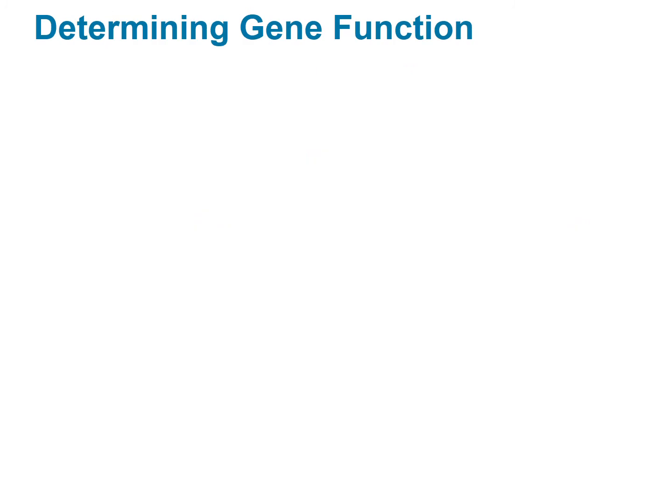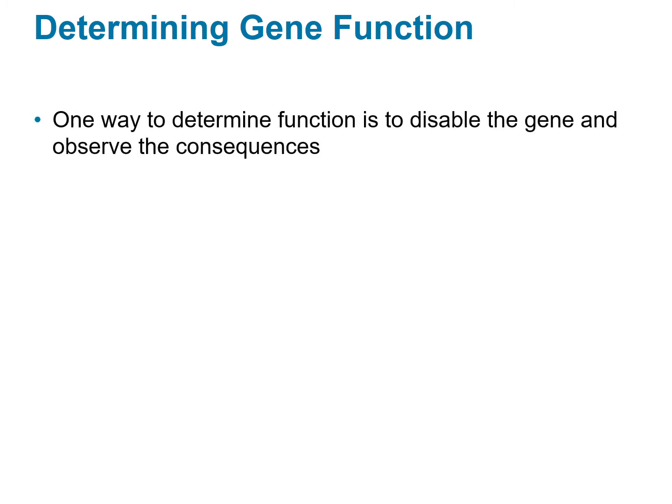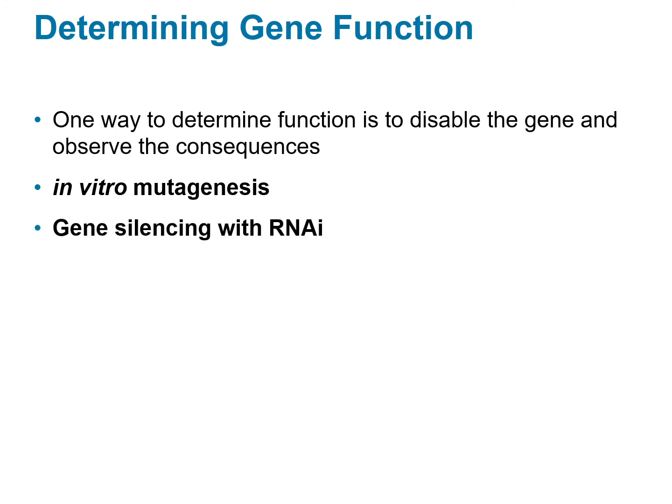Now let's talk in relation to gene function. How do we determine the function of genes? One way to determine the function of a gene is to basically disable the gene and observe the consequences of that. This is called knockout or knockdown. Another way is to perform in vitro mutagenesis, so you can mutate the gene, put it back into the organism, and then see its effect. You can silence genes with RNAi, or RNA interference. This is a form of knocking down or knocking out genes.